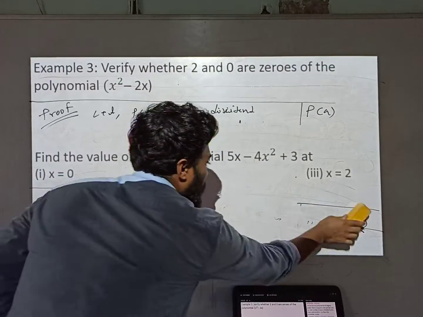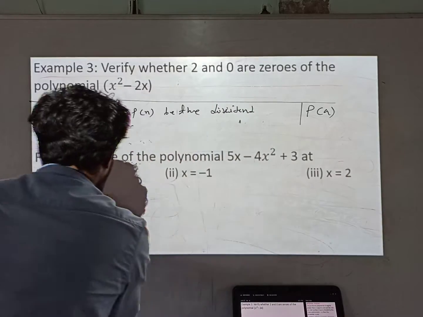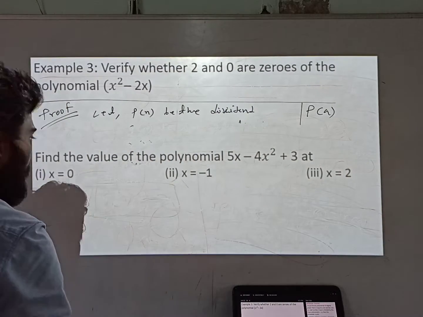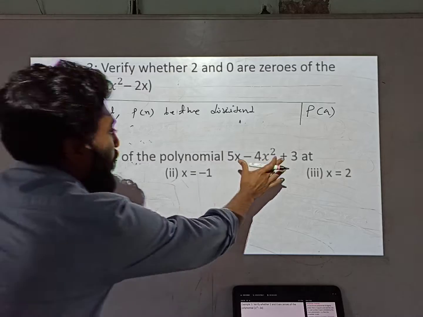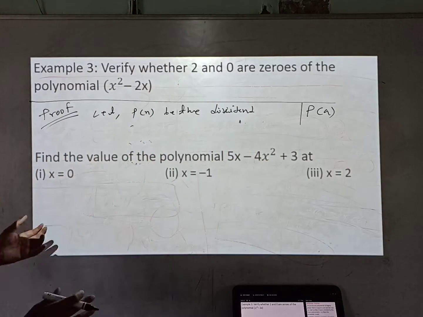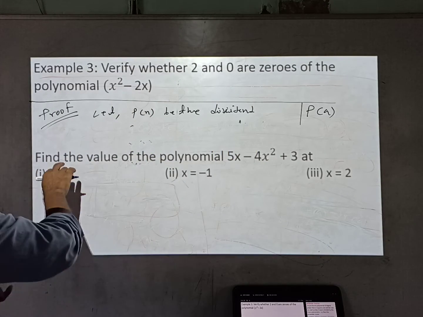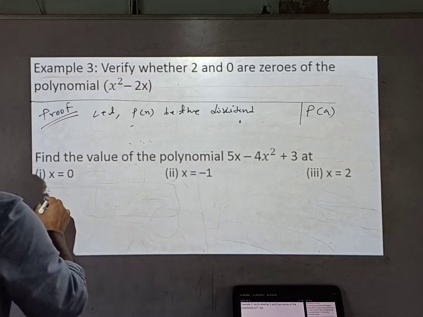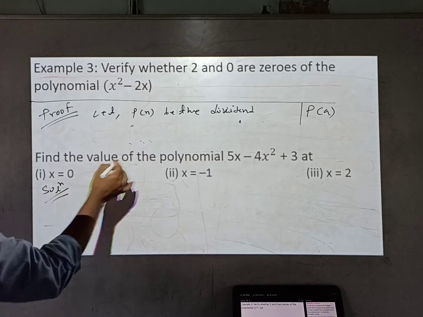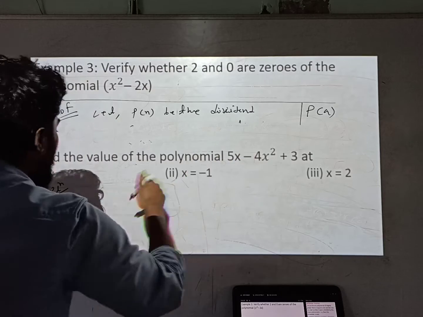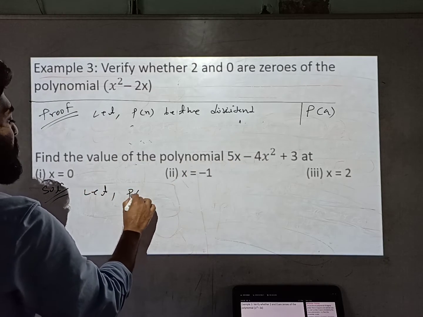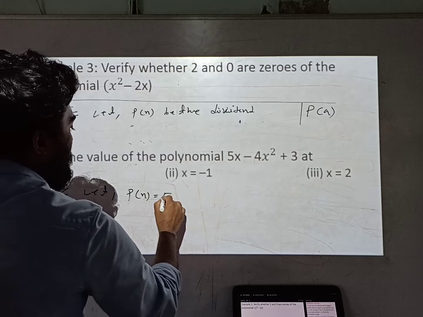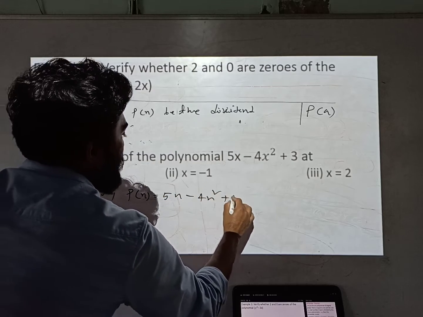Okay, so what do we understand from this? So see, whenever any polynomial is divided by any number, na, see, this is the different question, find the value of the polynomial. So this is very easy question. How to solve this question? First you consider this is our polynomial. So let polynomial, first उसको consider करेंगे. Let polynomial is 5x minus 4x square plus 3.